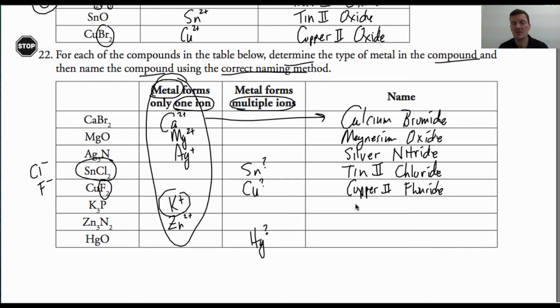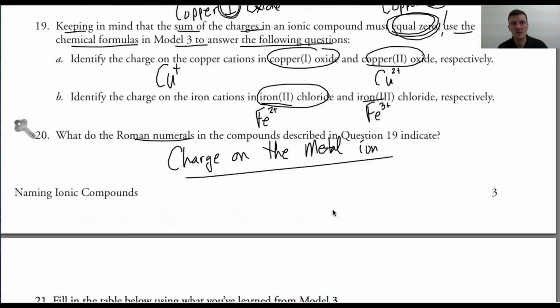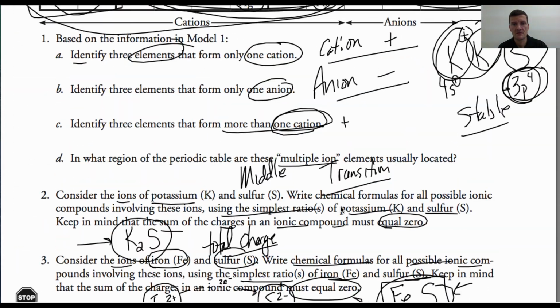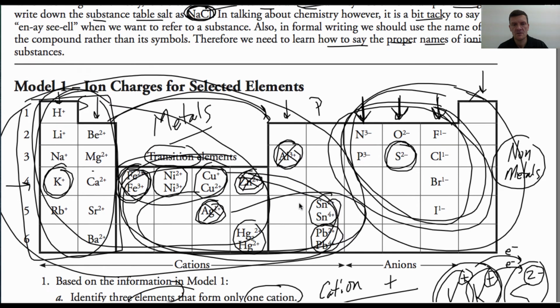Potassium, always a +1. I don't need Roman numerals. Potassium phosphide. And zinc is always a +2, so I don't have to use a Roman numeral. Remember, zinc is that one right up here. It's right as part of these 3 diagonal ones right here. 3, 2, 1.